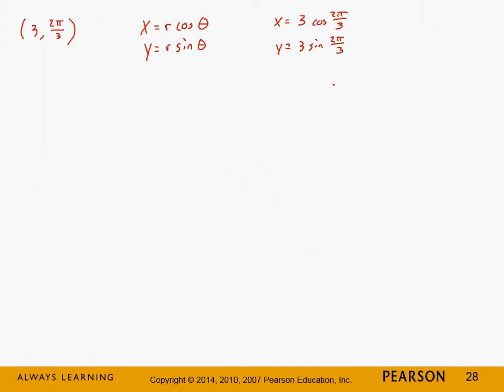So what's cosine of 2 pi over 3? Negative 1 half. So that's going to be negative 3 halves. And what's sine of 2 pi over 3? Root 3 over 2. So I got 3 root 3 over 2. So we went from 3, 2 pi over 3 to negative 3 halves, 3 root 3 over 2.